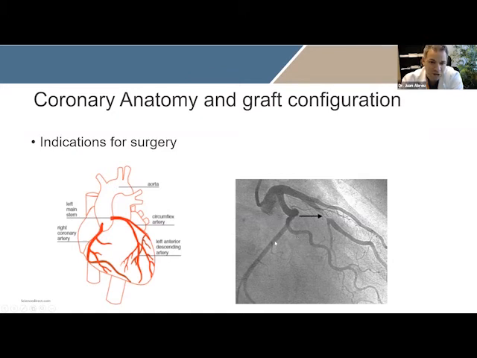Now, does everyone that has coronary disease have an indication for surgery? Not quite. There are specific indications for the intervention. Number one, if you have someone that has triple vessel disease, what do we call triple vessel disease? We call disease in the front artery, the left anterior descending, disease in the circumflex, and disease in the right. So if you have blockages in all three, we call that triple vessel disease, and that is an indication for surgery.